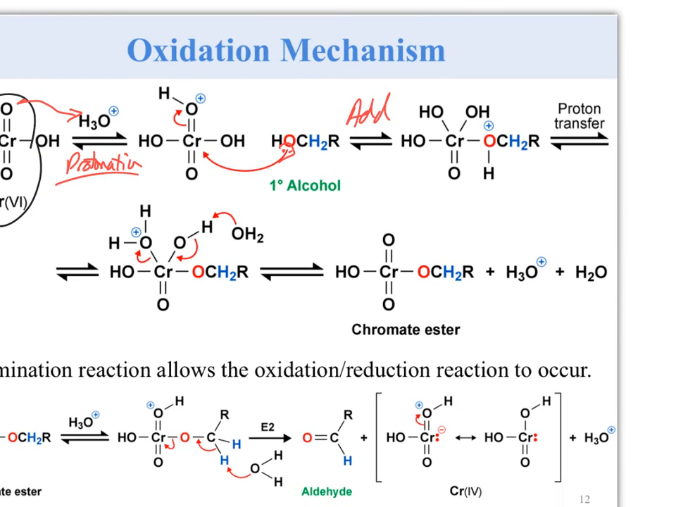And you don't need to draw arrows for this. Proton transfer. Essentially, this H is going to go to one of these OHs. It doesn't matter which one. I drew it to go into one of them. Now, why did we do that? That made this OH into water, a really good leaving group.